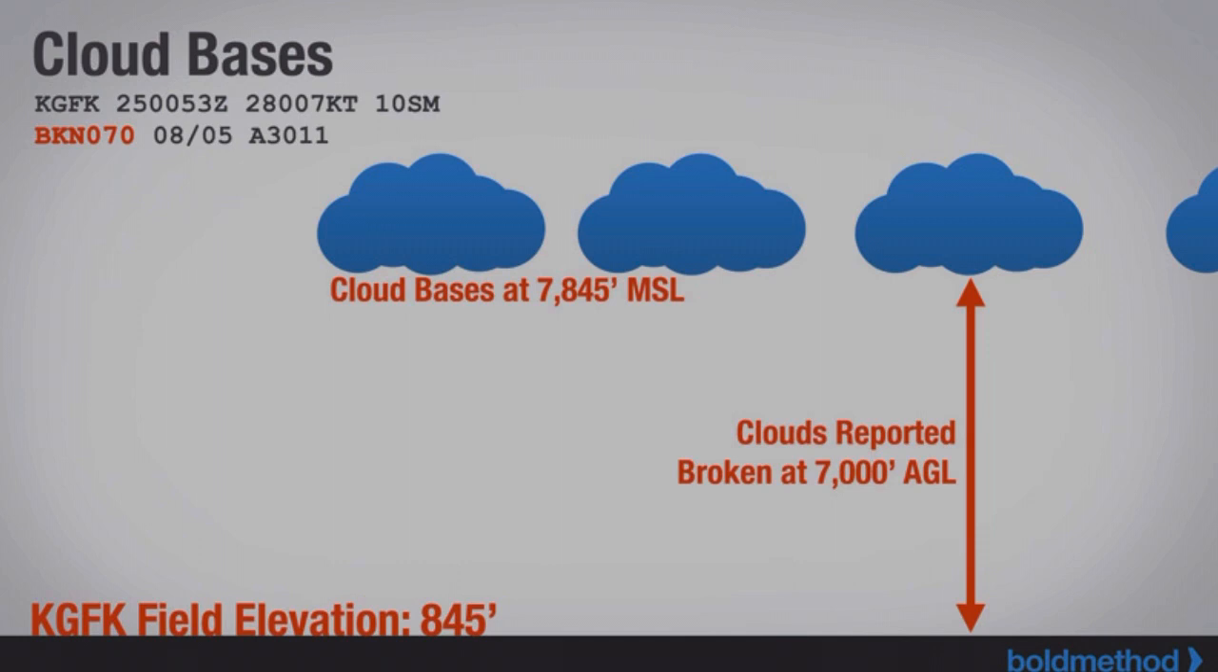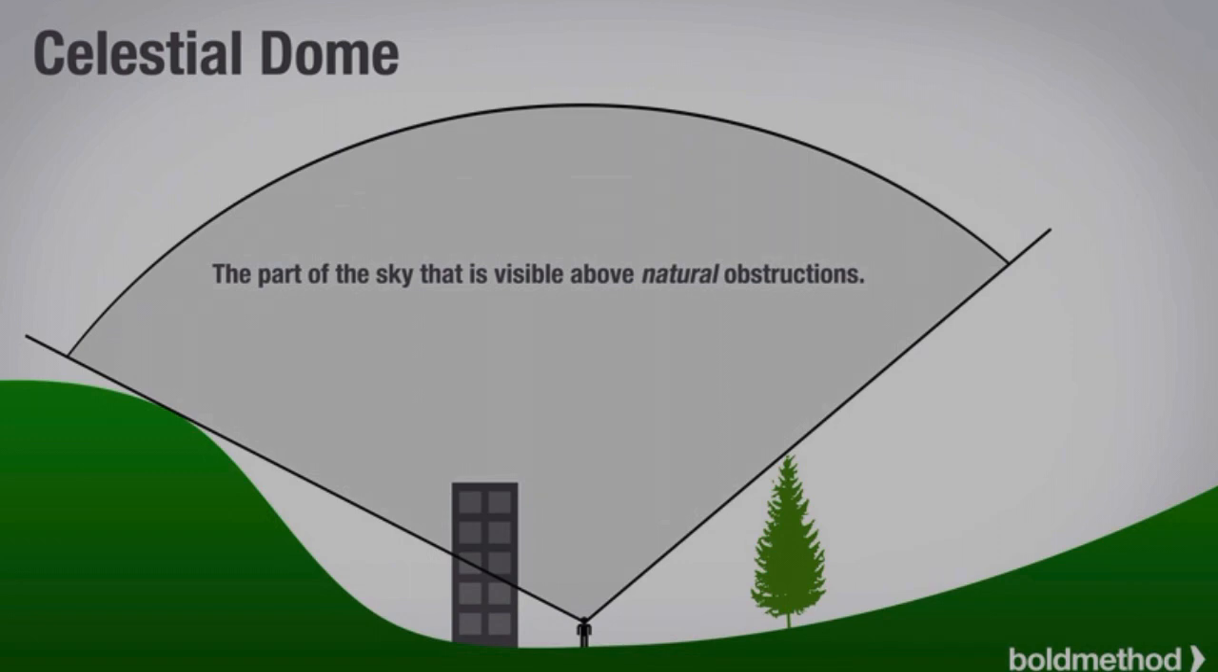Now, as I said at the beginning, let's have a look at how ceilings are reported and why it's important to know how they are measured. At any weather reporting station, a portion of the sky is used for weather reporting. This portion of the sky is called the celestial dome.